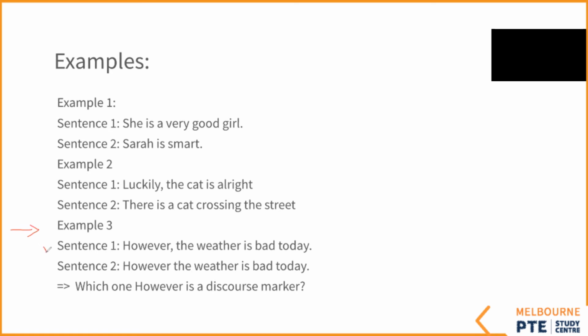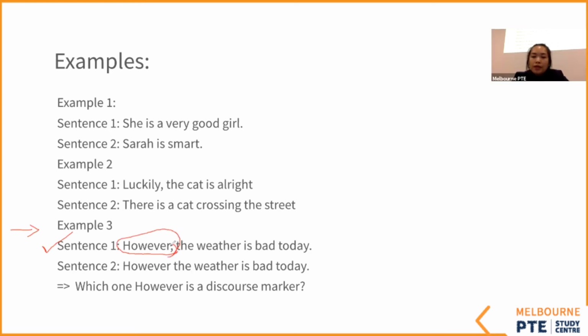However, it relates, it connects. It has a comma. So the comma is something you need to pay attention to after the discourse marker, the connector, because without the comma, however, is not a connector. That's right. So this belongs to the grammar rules.